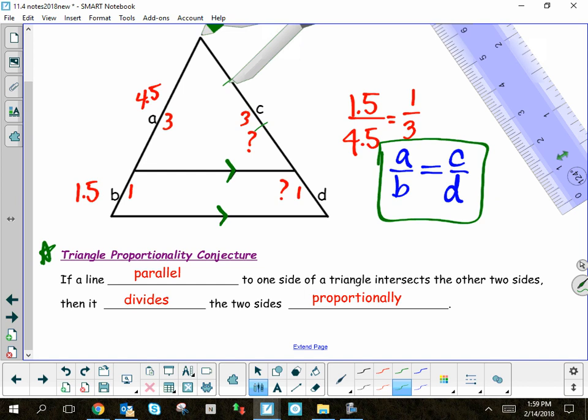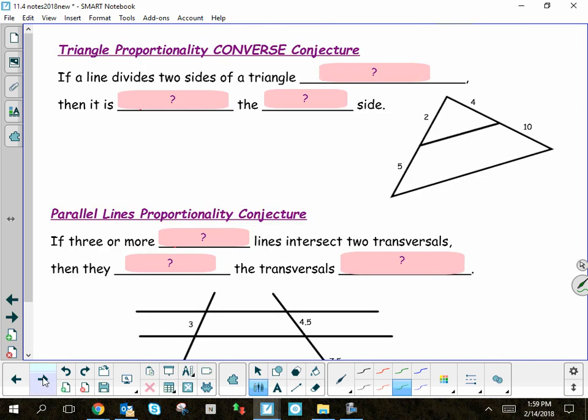All right, that's our third conjecture. Okay. All right, 2 more actually. We won't investigate, but the converse of that also holds true.